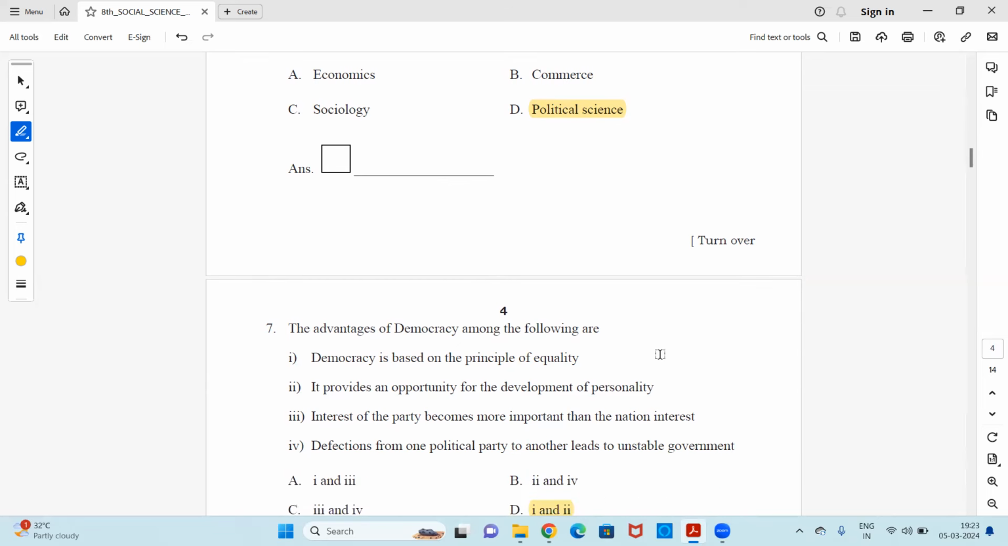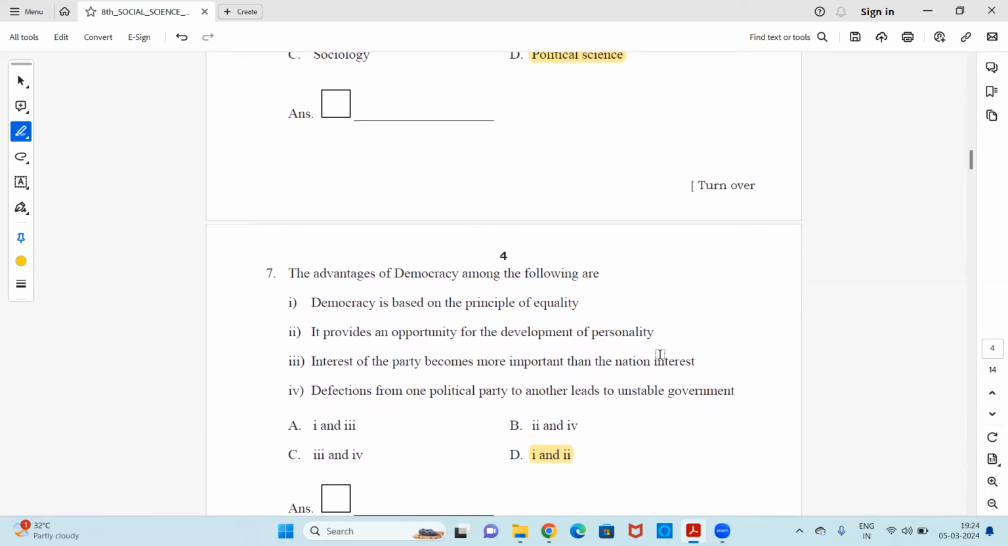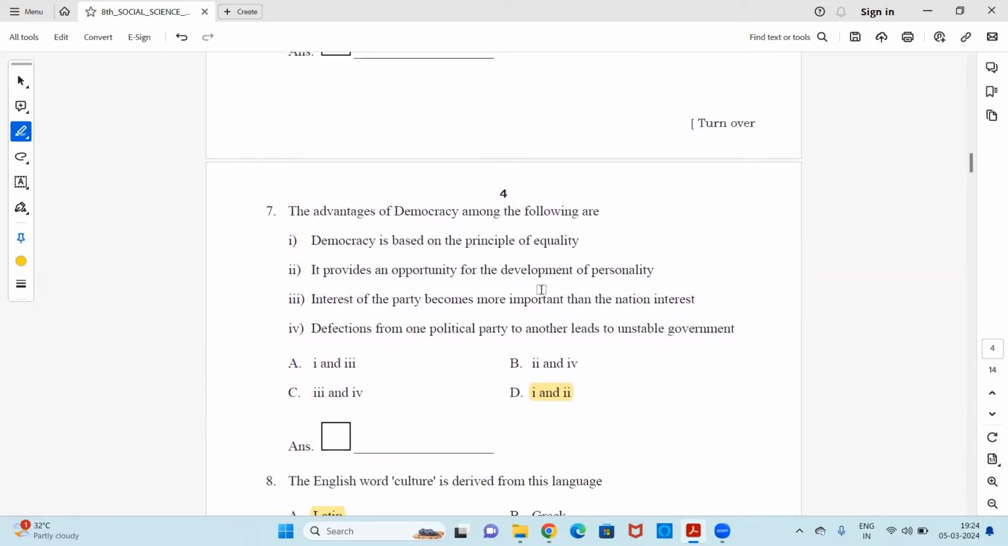Next, the advantages of democracy among the following are. What are the advantages of democracy? Here you have 4 statements. You have to see whether these 4 statements are right or not. Whichever statement is right and is an advantage of democracy, you have to select from the options given here, like statements 1, 3 or 2, 4. Do not get confused with this kind of question.